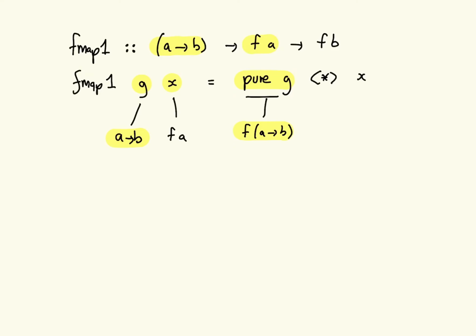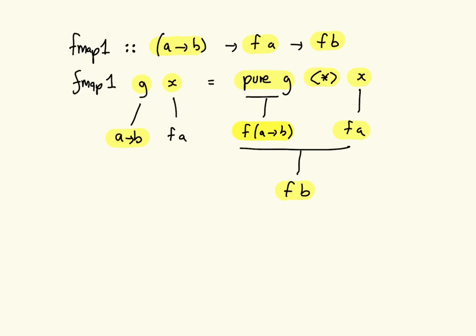Then we can think, well, what's the type of x? And that's very easy. It's just given to us on the left-hand side. That's an f of an A. So now we can think what happens when we apply the star operator. So star is going to take the f of A to B and the f of an A, and it's going to give us back, let's write this down here, an f of b. And that's exactly what we want. We want an f of b in the end here.